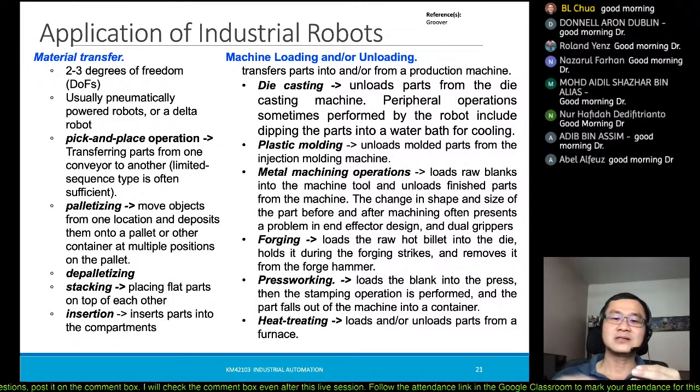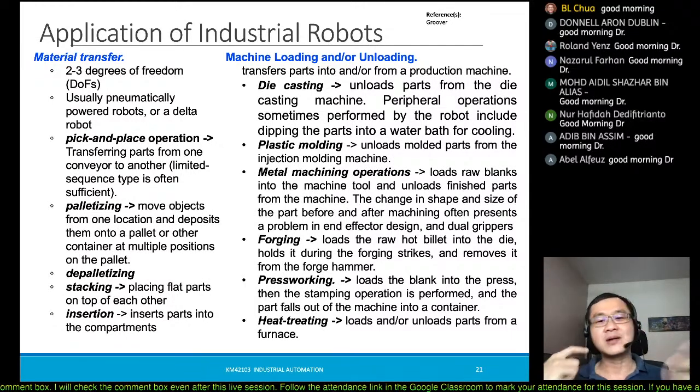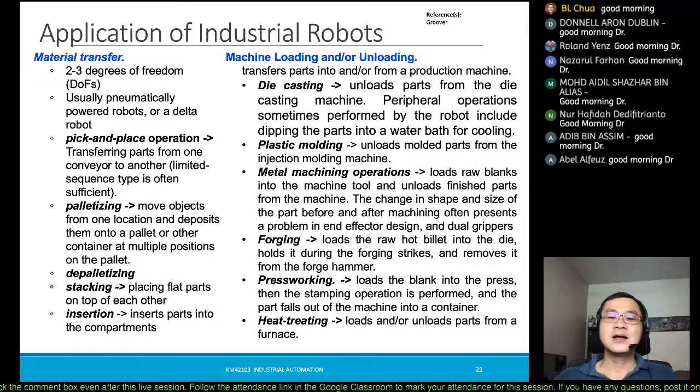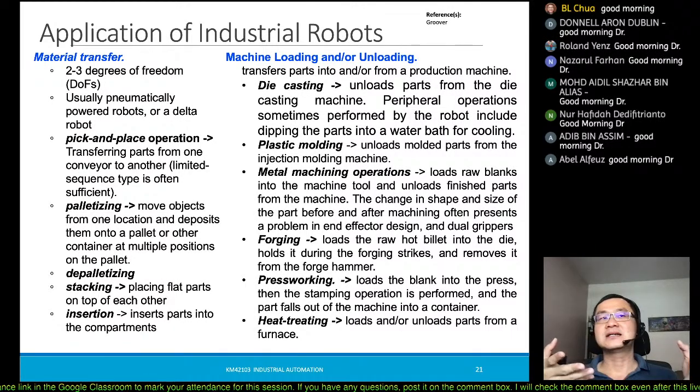So this is not a good environment to work with usually. Then metal machining operations, like putting blanks into the machine tools, which may be very heavy metals and other things. Then also forging, which includes putting in hot billets. You may want to somehow burn the rods, just like the car axles.